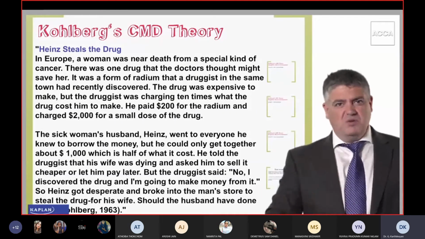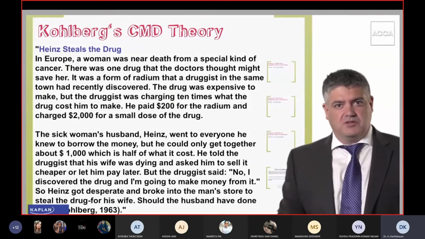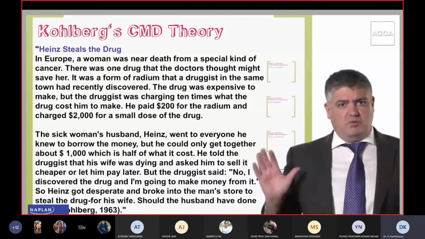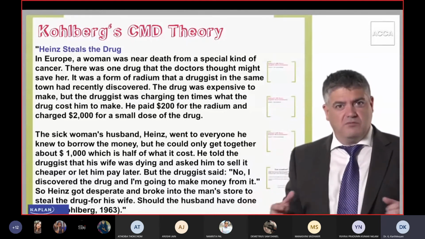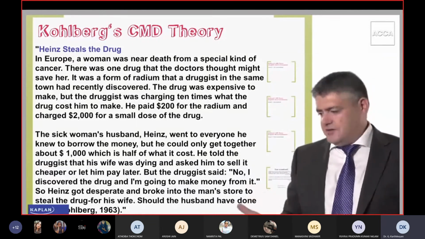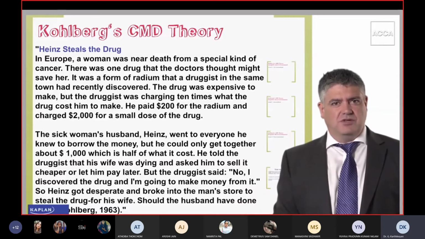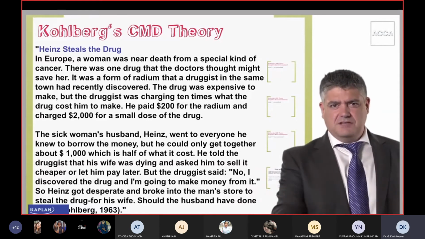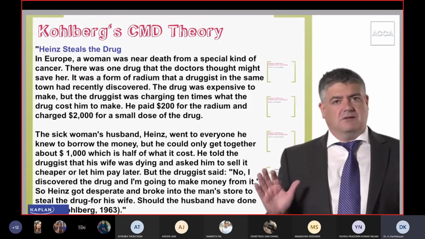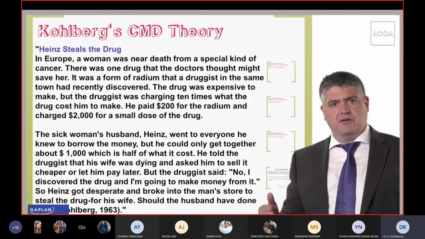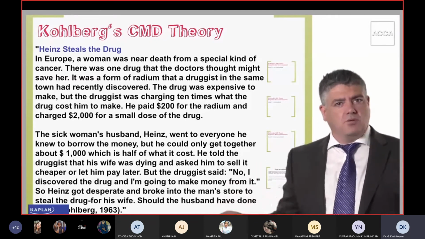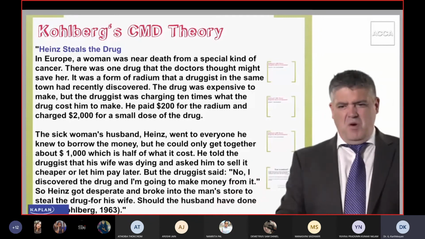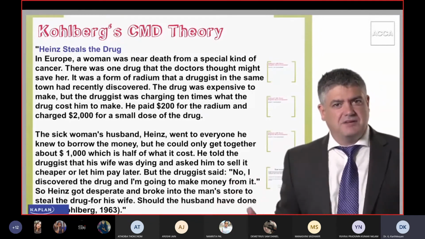Some people say, well, no, of course he shouldn't have stolen the drug. That's against the law. It's wrong. What would we have if everyone went around stealing? Others say, well, of course he should have stolen the drug. That's what people would have expected him to do. It's his wife, for goodness sake. Some people would have said, well, yeah, of course he should. Human life is more important than property. Others, no, he probably gets sent to prison.